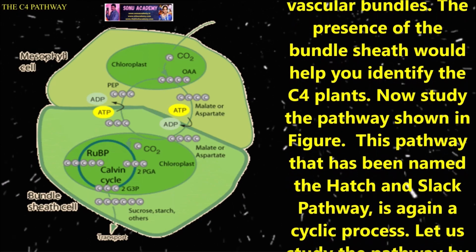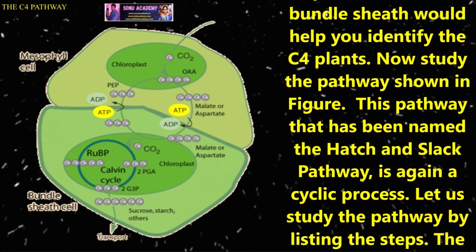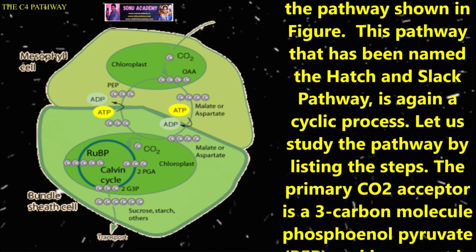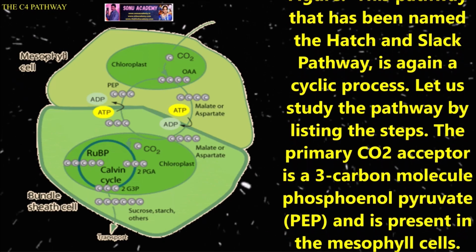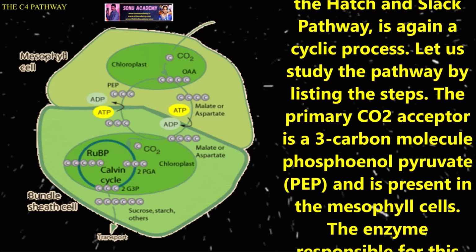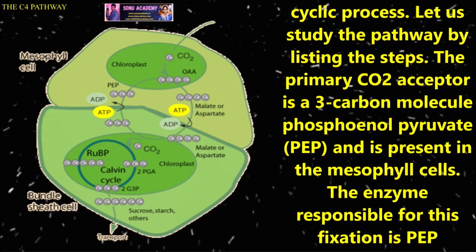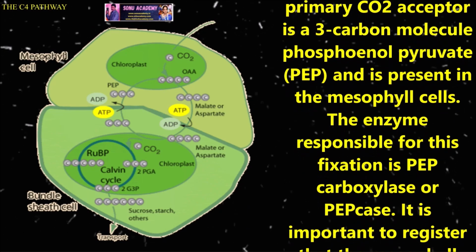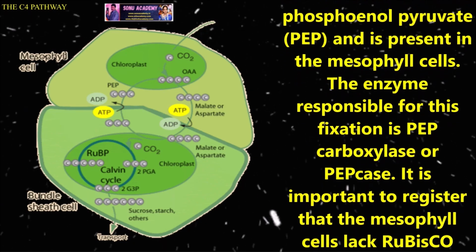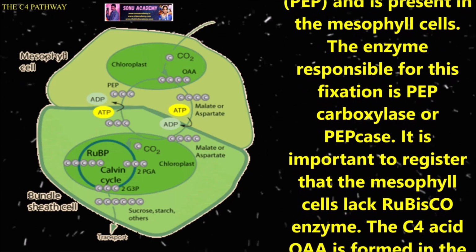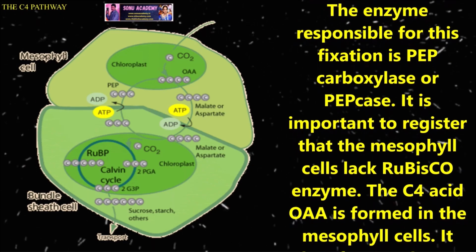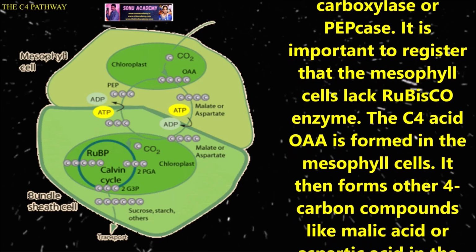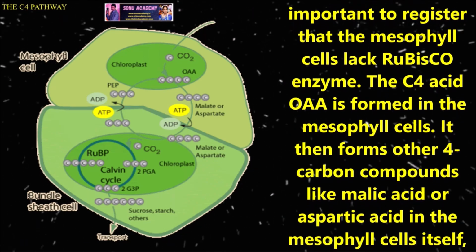Now study the pathway shown in the figure. The pathway that has been named the Hatch and Slack pathway is again a cyclic process. Let us study the pathway by listing the steps. The primary CO2 acceptor is a 3-carbon molecule, phosphoenol pyruvate, and it is present in the mesophyll cells. The enzyme responsible for this fixation is PEP carboxylase or PEPcase. It is important to register that the mesophyll cells lack RuBisCO.